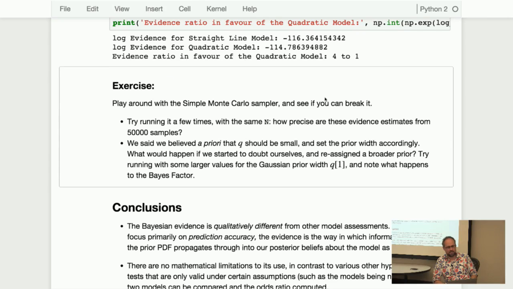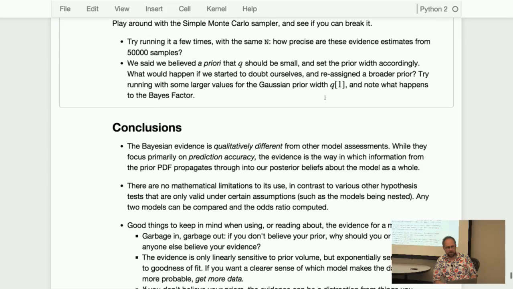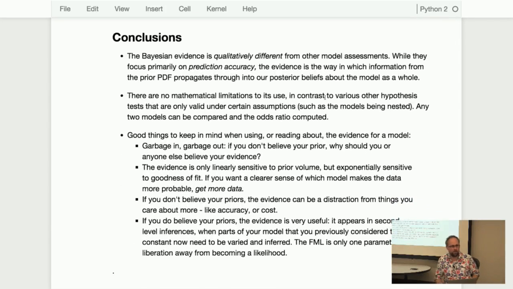Okay, so there are exercises to do if you want to play around with this and break it. But I just wanted to leave you with this one conclusion relative to the model checking and accuracy that we talked about earlier in the week, which is that the evidence is giving you something qualitatively different because it's taking into account your prior beliefs as well as the likelihood, as well as focusing on the accuracy of predictions, the goodness of fit. It's telling you something about the efficiency of the model, how probable any position in parameter space was a priori. And that's not captured by these other methods and is interesting to think about at least.